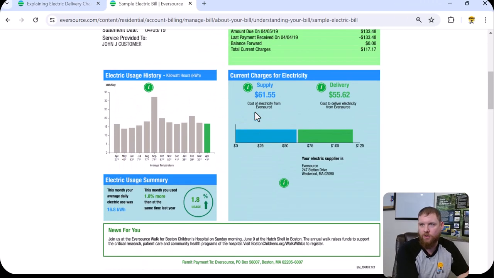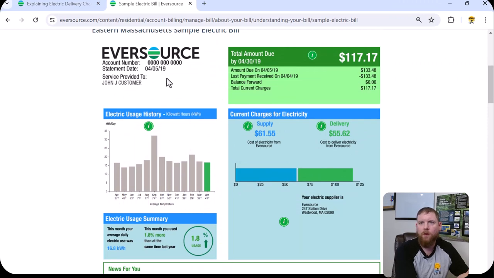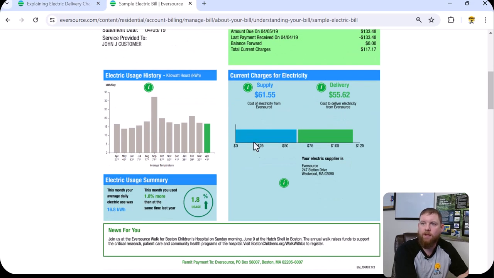On the front page, it's going to have a brief overview, your account information, your name, as well as a nice little chart of your past electrical usage and the month of the year of that electrical usage. Up at the top section here is just a summary of your payments, the amount due, previously paid, balance forwards, things like that. And then this section here is where a lot of people get caught up.